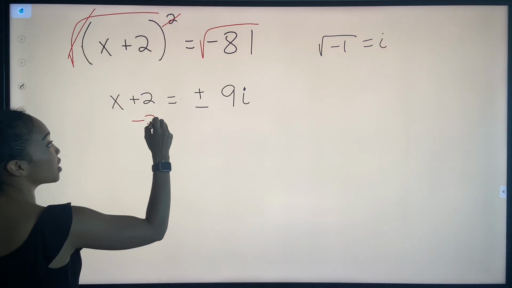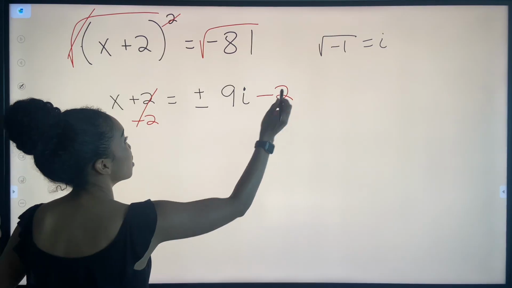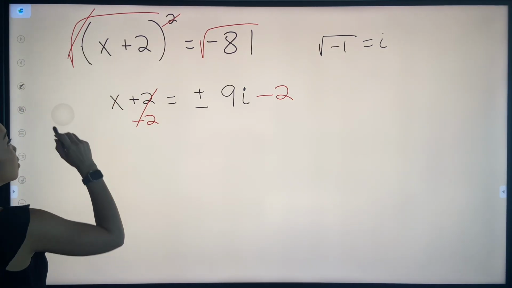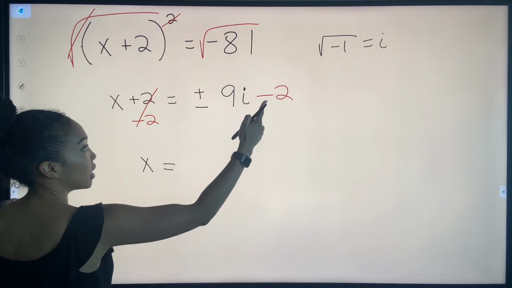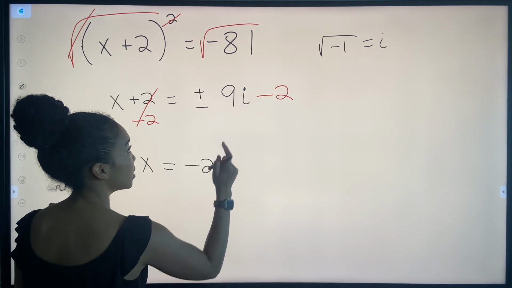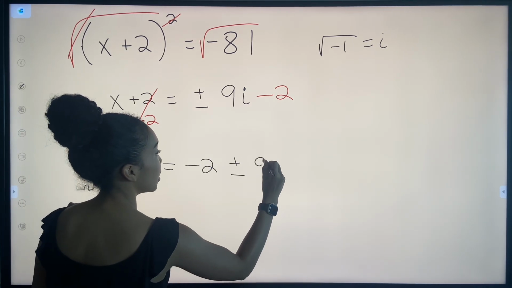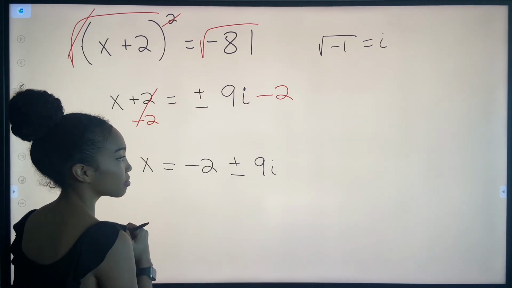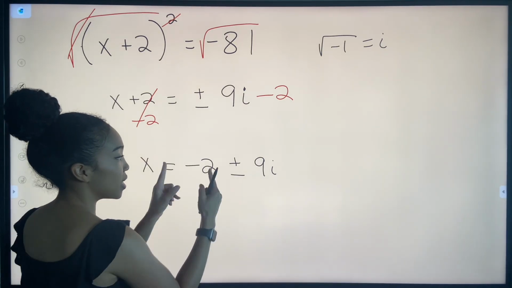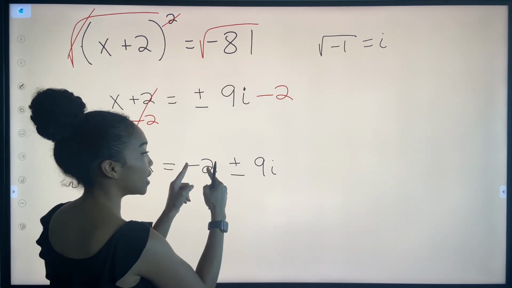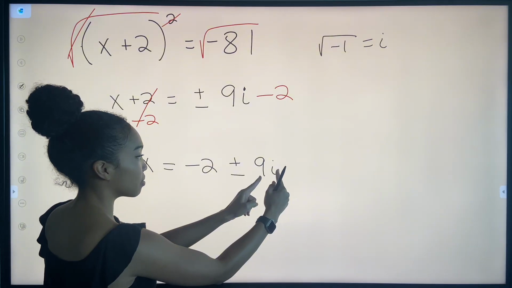From here, you're going to subtract 2 from both sides. So my final answer is x equals, I like to put the real number in the front and the imaginary number in the back. So these are your two answers, -2 plus 9i and -2 minus 9i.